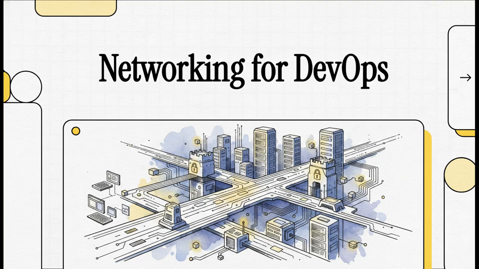Have you ever actually stopped to think about what happens the exact second you type in a web address and hit enter? I mean, in absolute milliseconds, this incredibly complex, totally invisible digital metropolis just springs to life. Your data is instantly navigating these massive highways and secure checkpoints just to arrive exactly where it needs to go. It's kind of mind-blowing. So, today, we're going to explore that metropolis. This is Networking for DevOps.